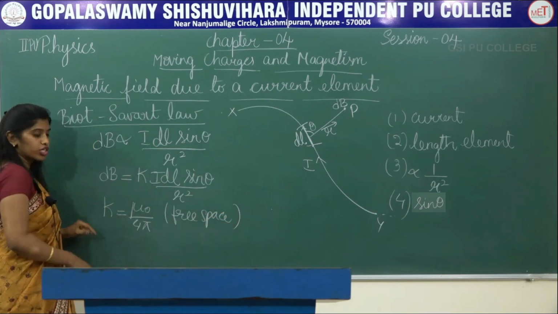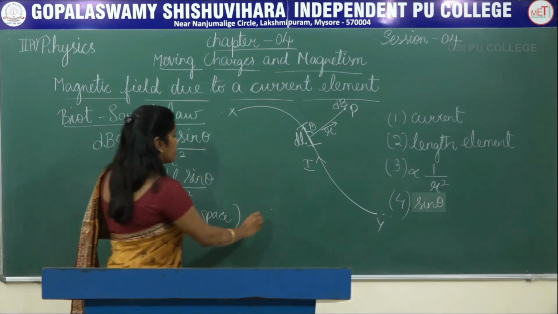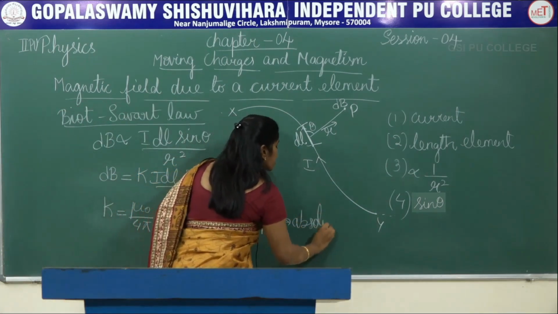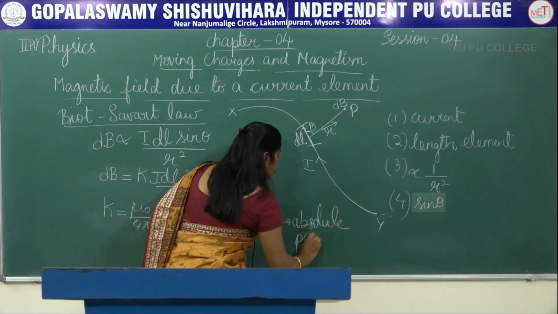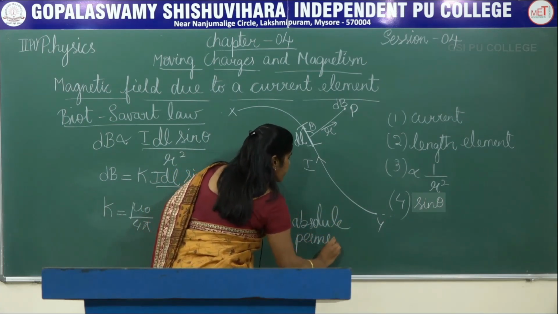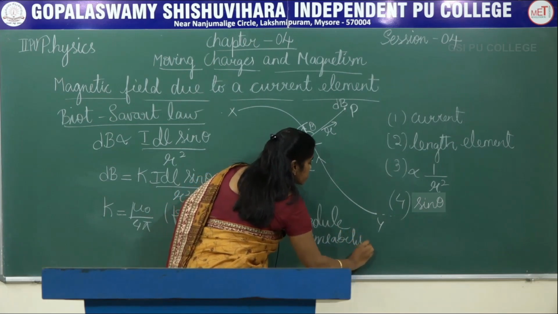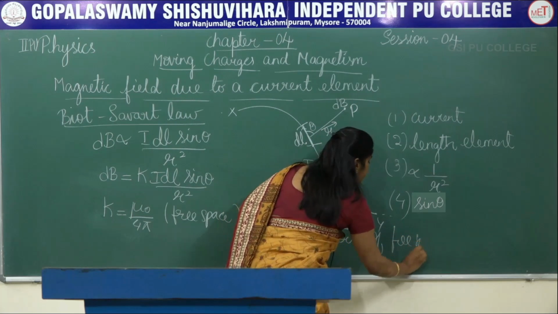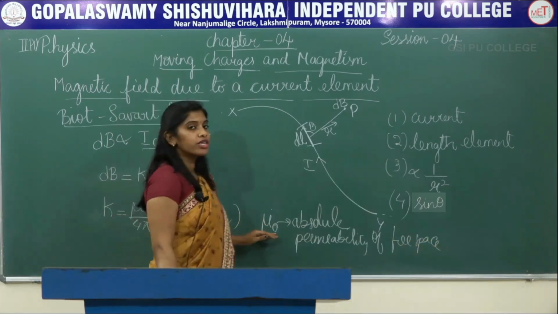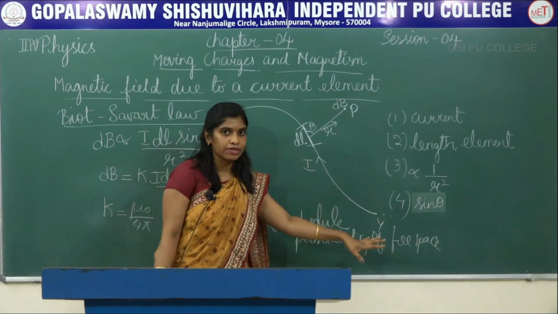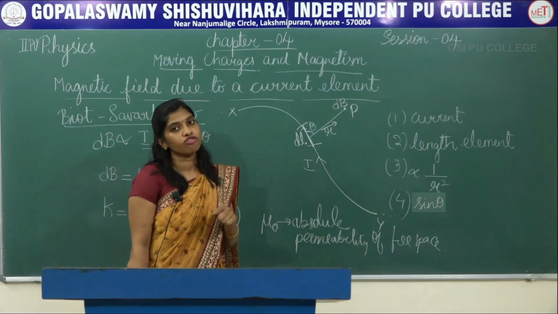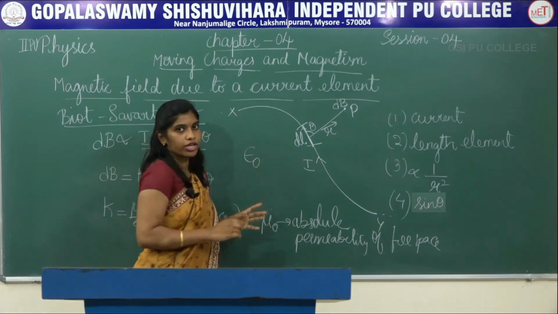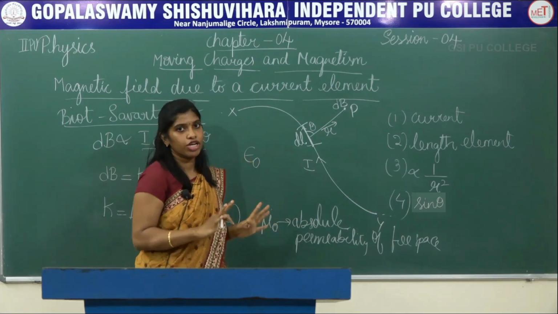Next, what is mu naught? Mu naught is the absolute permeability of free space. As we know, in case of Coulomb's law, we consider a constant epsilon naught. This mu naught is just similar to it.